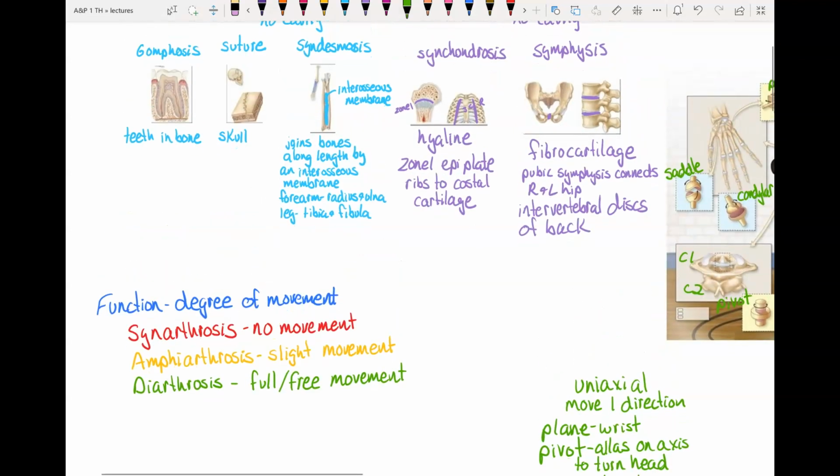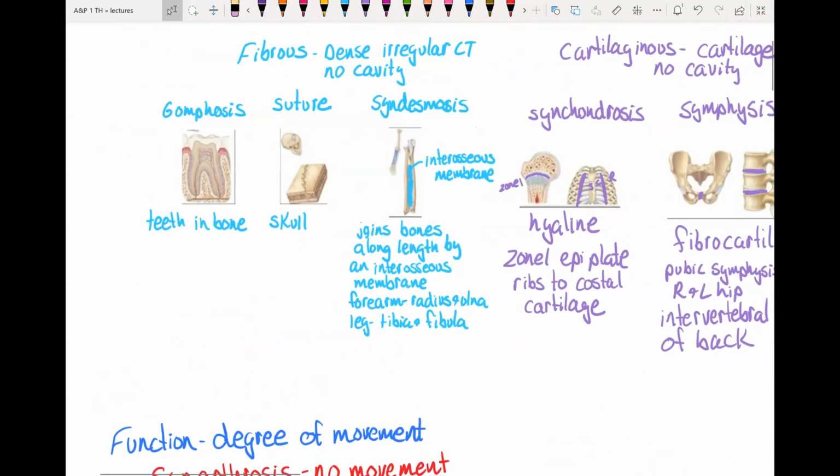So now we can go back up to all of our types of joints we already labeled and give them their functional classification, if they're synarthrosis, amphiarthrosis, or diarthrosis. All right, so if we think about the gomphosis, your teeth don't move. They stay set in your jaw. So that is a synarthrosis. The same with your skull. Your skull bones are not moving around. They are staying set. So suture is also synarthrosis.